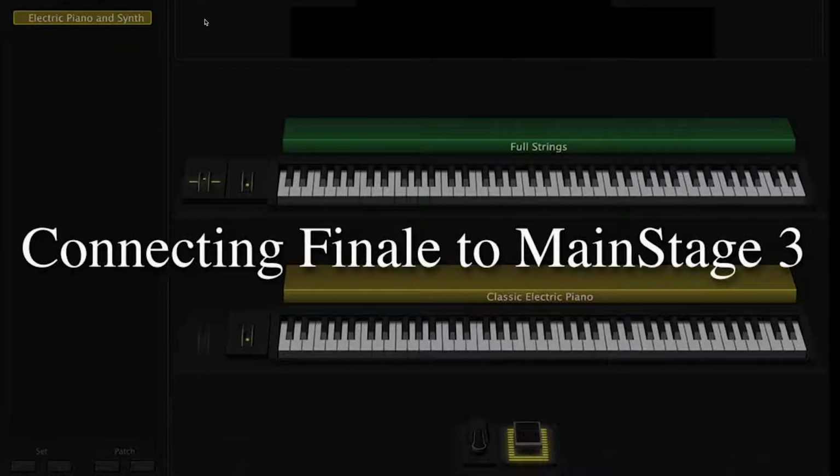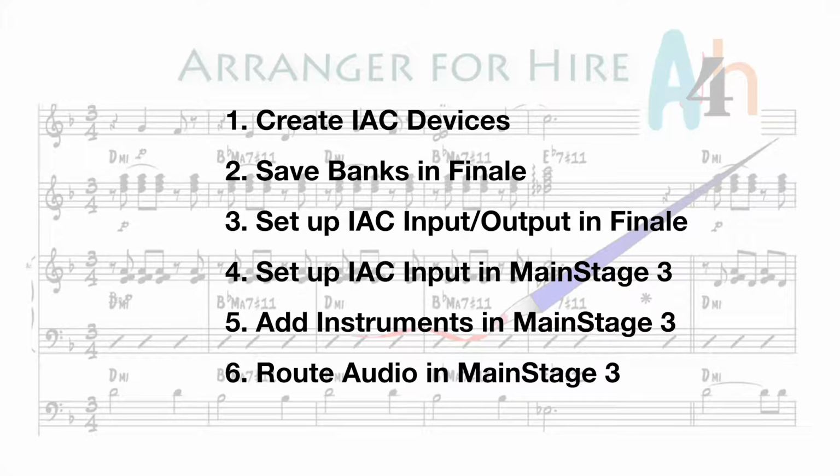Connecting Finale to Mainstage 3 is a 6-step process. First, you create IAC devices in the Mac system. You save banks in Finale. You set up your IAC Input and Output in Finale. You set up your IAC Input in Mainstage 3.